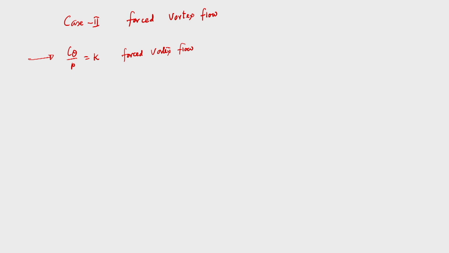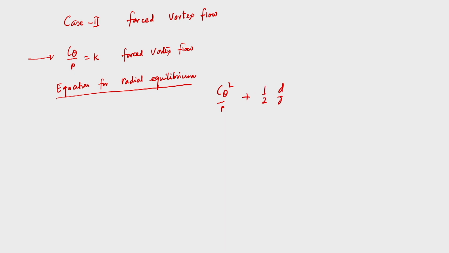Now if I try to recall the equation for radial equilibrium, for the case of incompressible flow, when total pressure is not varying along the radius, then the equation is c theta square by r plus half d/dr of (c r square plus c theta square plus c z square) equal to 0.